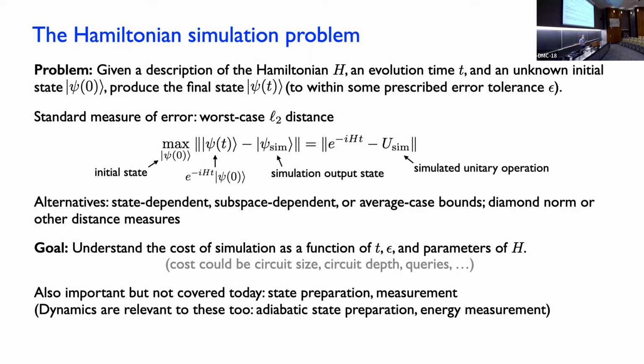So if you want to prepare quantum states, sometimes it's useful to do that by some adiabatic evolution according to some Hamiltonian dynamics. If you want to make a measurement at the end, well, maybe it's a measurement of the energy of your quantum system, and that's closely related to simulating dynamics. So you can do that, for example, by applying phase estimation to a simulation of the evolution operator. So having a good simulation of Hamiltonian dynamics is also useful to these preparation and measurement tasks as well.